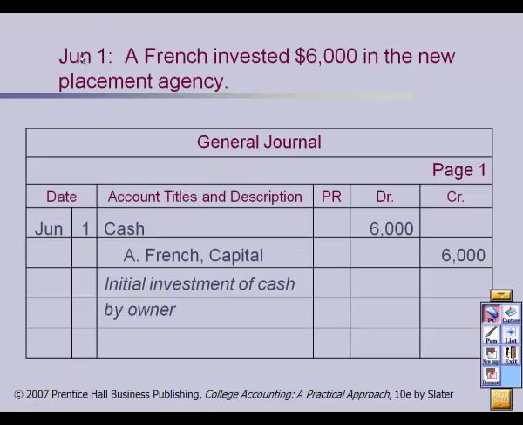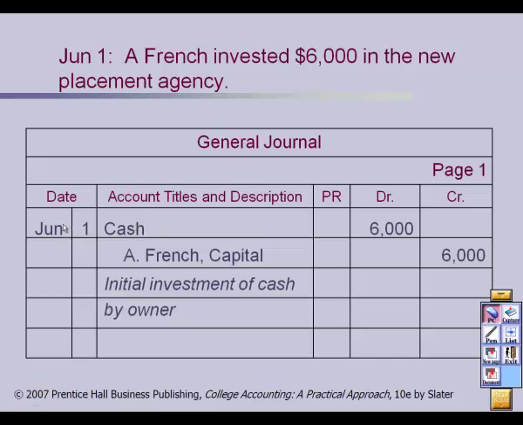Here it says that on June 1st, A. French invested $6,000 in a new placement agency. This is where you have to analyze and try to figure out what two accounts are affected by this transaction. Since you are opening a business, cash and capital are going to be affected. In the rules of accounting, when you're journalizing, the debit goes first.